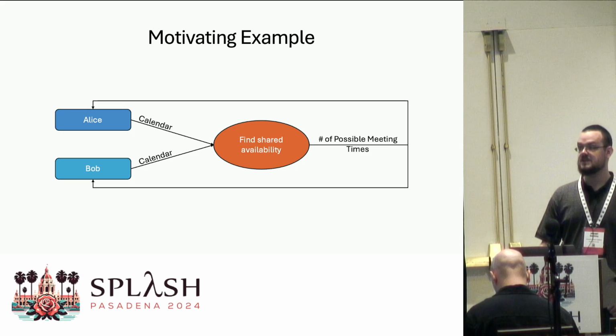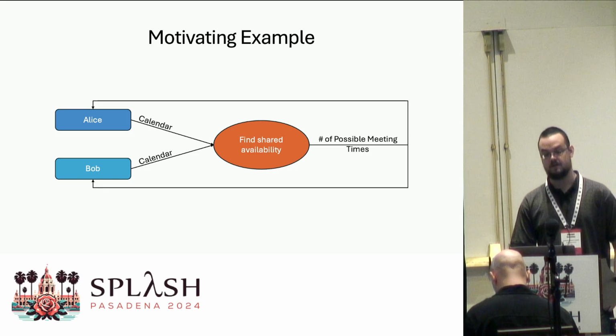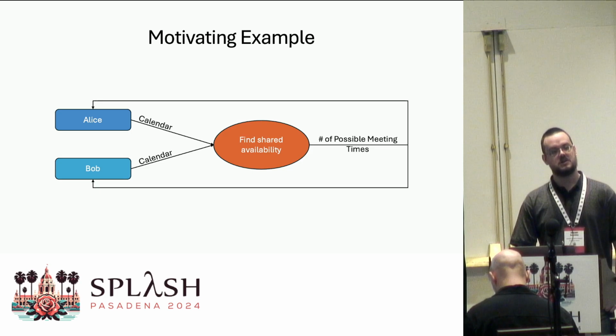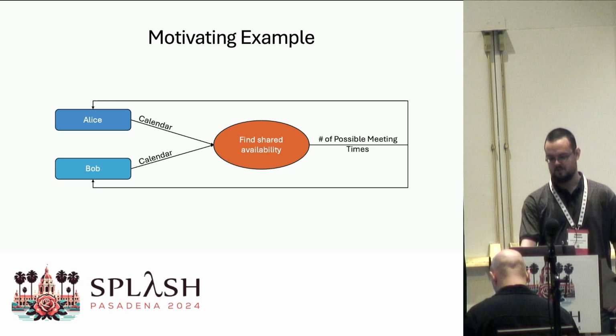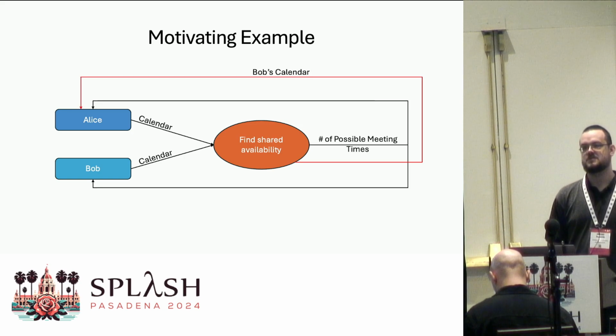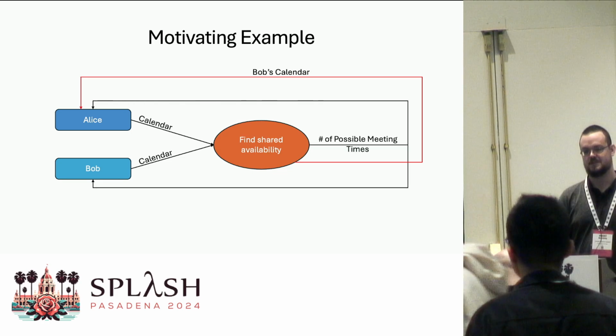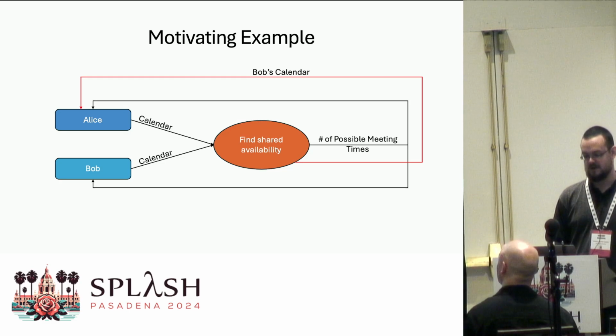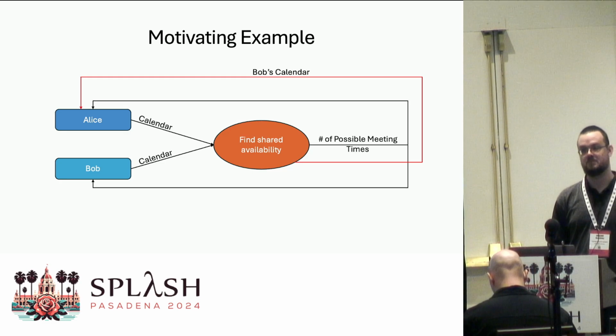They would like to send their calendars to a piece of code, denoted by the orange circle here, that finds the shared availability and returns the number of possible meeting times. However, what Alice and Bob do not want is for this code to send back, sure, the number of possible meeting times, but also Bob's entire calendar to Alice, or for that matter, to anyone else. Bob's calendar should only go to Bob, and Alice's calendar should only go to Alice.